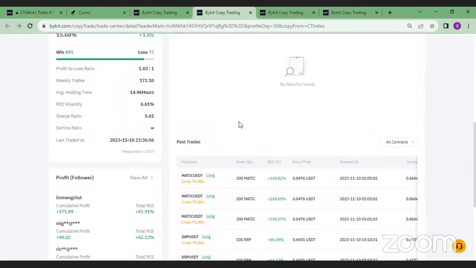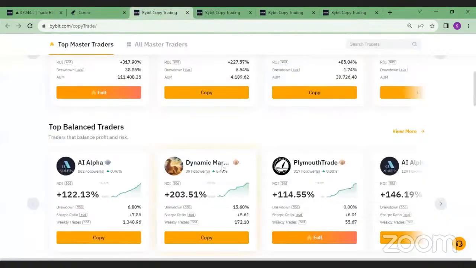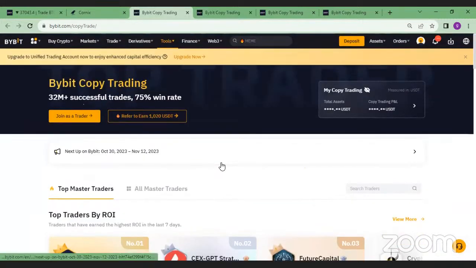So that is it about copy trading. Copy trading gives you the leverage to copy pro traders. You don't need to do anything. Whenever they trade, it is automatically copied on your account, and you can make money from it. People have been making money from it, as you can see from the statistics here and all of that.